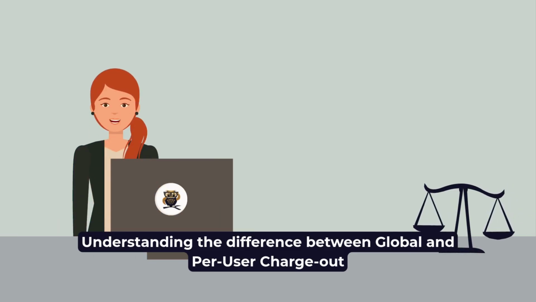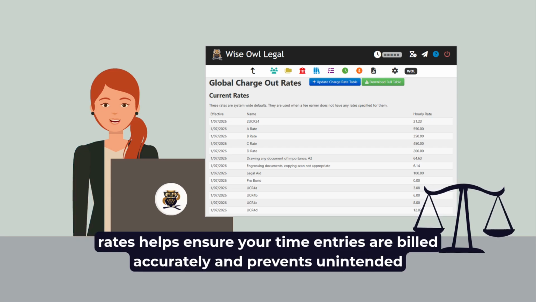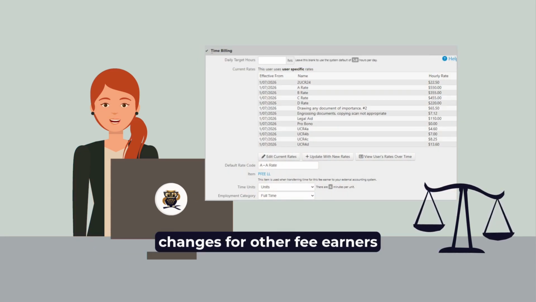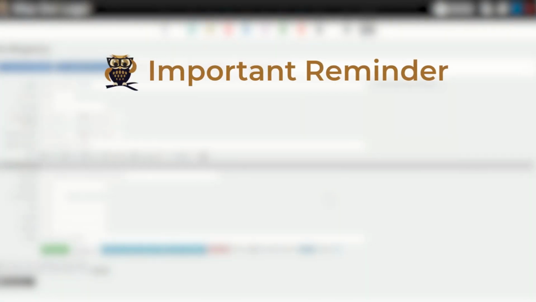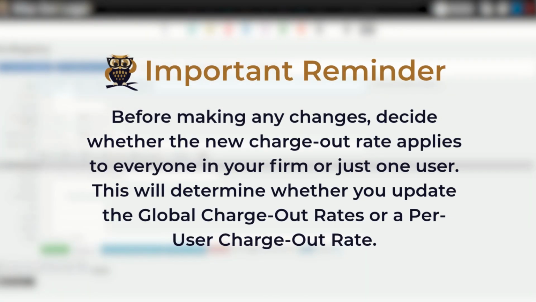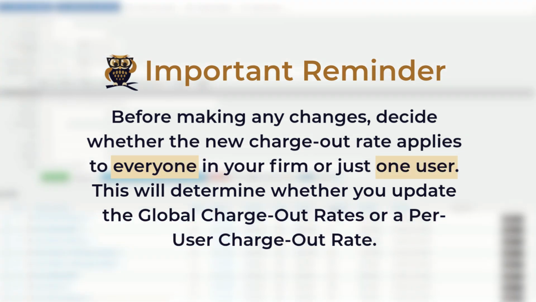Understanding the difference between global and per-user charge-out rates helps ensure your time entries are billed accurately and prevents unintended changes for other fee earners. Important reminder: before making any changes, decide whether the new charge-out rate applies to everyone in your firm or just one user. This will determine whether you update the global charge-out rates or a per-user charge-out rate.